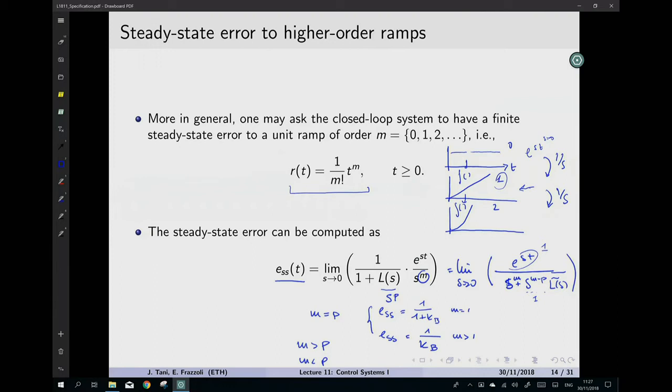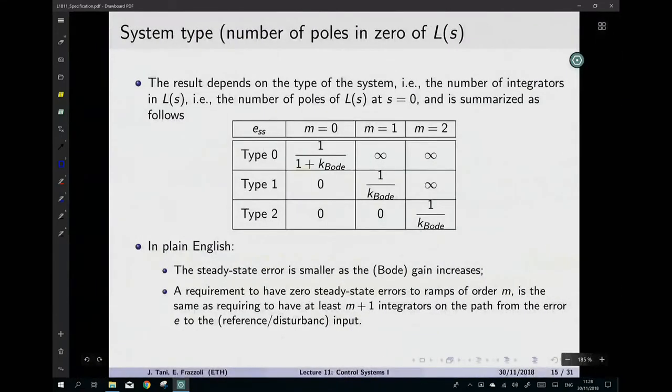On the opposite, if you have more poles in 0 than the order of the ramp in your open loop transfer function, you'll have a steady state error that goes to 0. I encourage you to find these conclusions by playing around with M and P in this equation. All this can be summarized nicely in a table. Don't ask me why they're called system types, but this table is for a reference signal that is a ramp of order M, meaning a constant or a line or a parabola or whatever. Let me remove this for future generations.